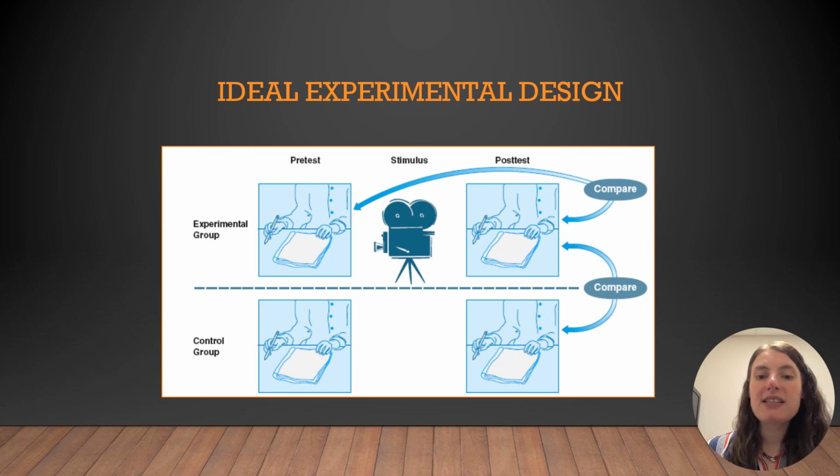The advantage of the experimental design is shown with these two blue arrows. Researchers can compare the experimental group changes in two ways. First, they can compare post-test values to pre-test values. Has the movie made a difference? Second, they can compare post-test values of the experimental group to the post-test values of the control group. This is an important way to identify spurious relationships.